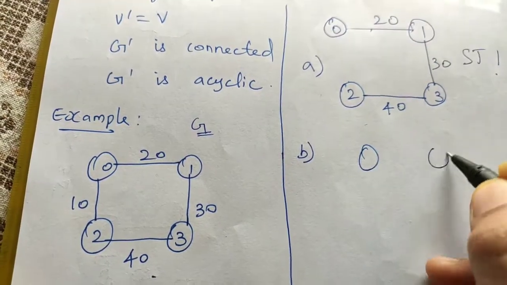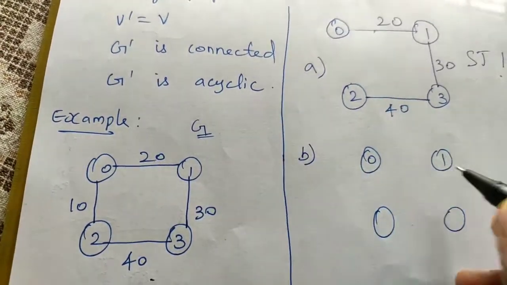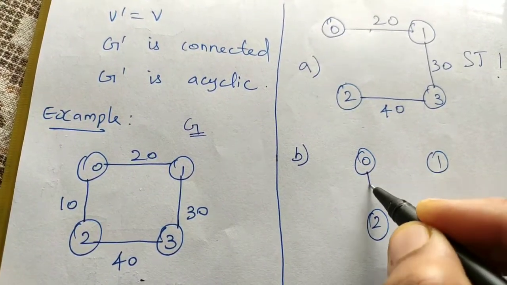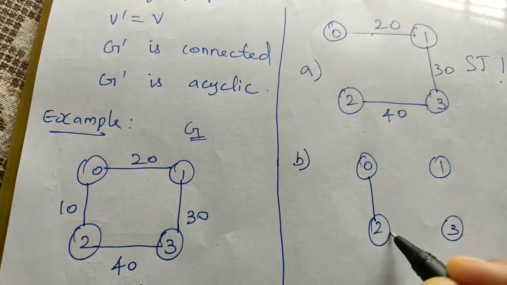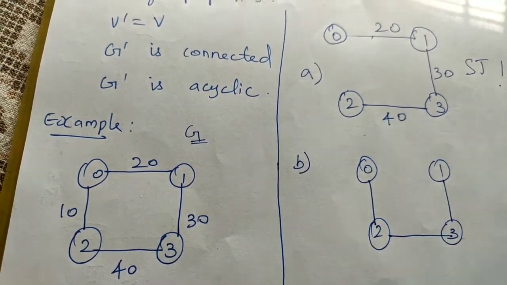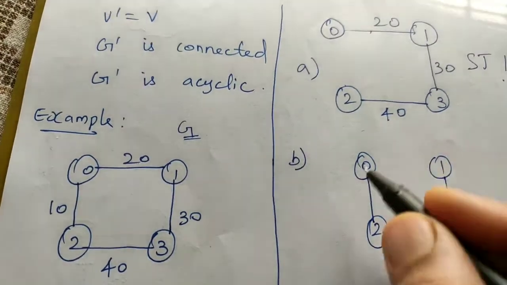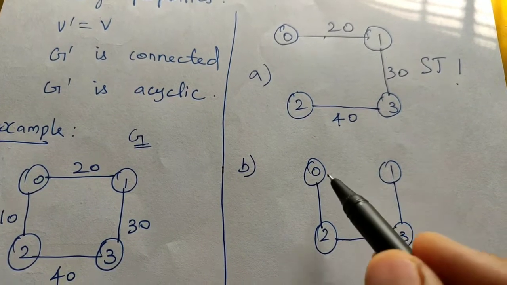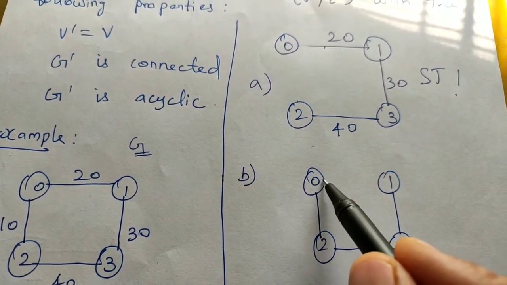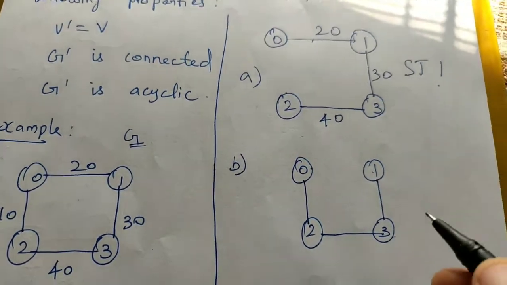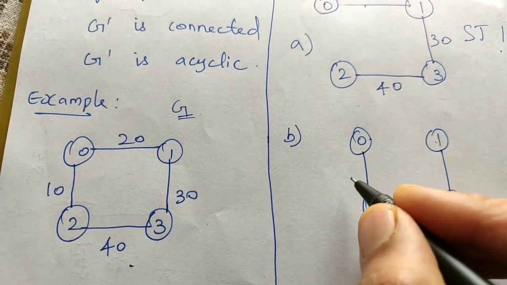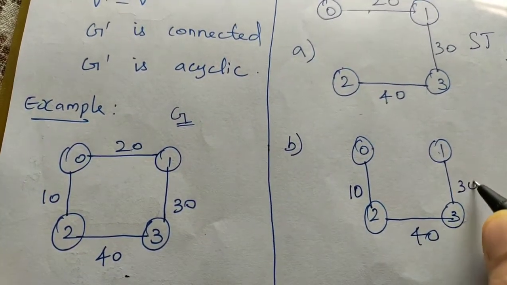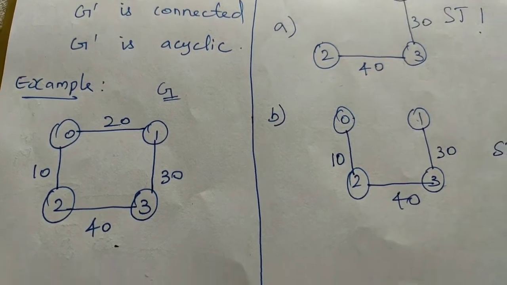Again take 4 vertices 0, 1, 2, 3 and connect them in a different way. I have connected 0 to 2, 2 to 3, and 3 to 1. Here also, as per the spanning tree definition, I have connected all 4 vertices and it is not forming a cycle. If I include the edge 0 to 1, it will form a cycle. The edge values are 10, 40, and 30. Let us take this as spanning tree 2.